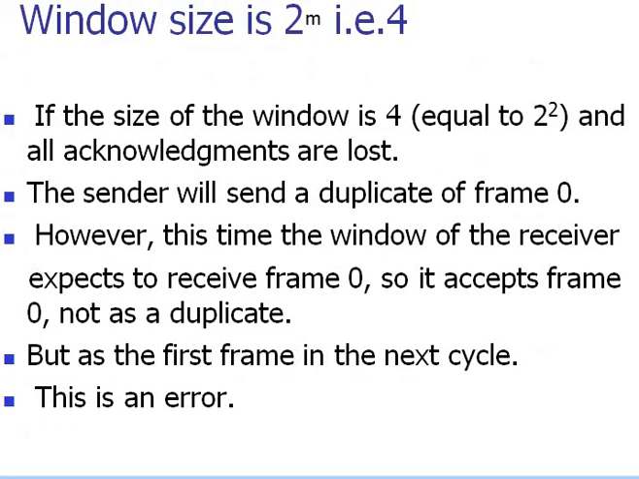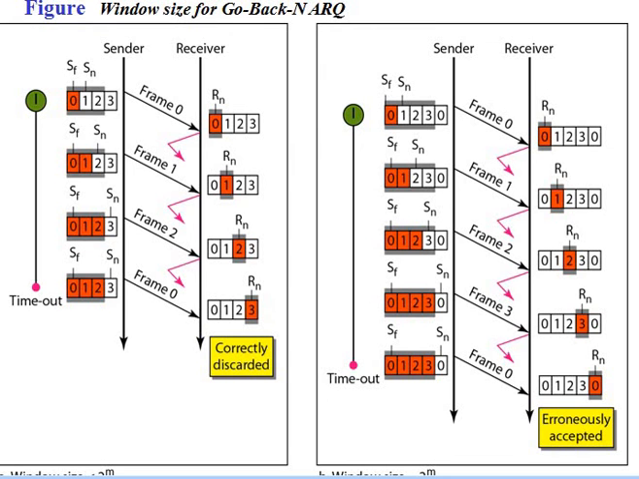If the window size is 2 raised to m, that is, if the size of the window is 4, which is equal to 2 raised to 2, and all acknowledgements are lost, the sender will send a duplicate frame of frame 0, and this time the window of the receiver expects to receive frame 0. So it accepts the frame not as a duplicate but as the frame in the next cycle, and it is an error. The same thing is shown in the diagram.